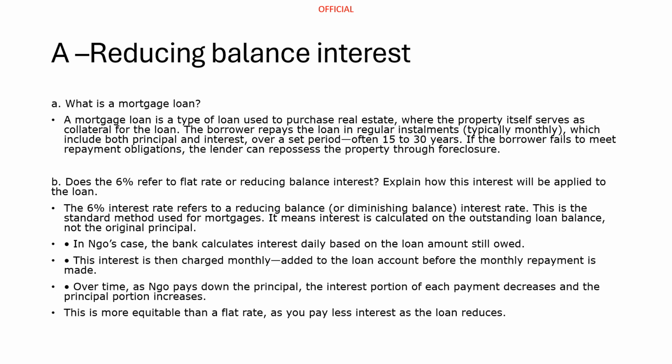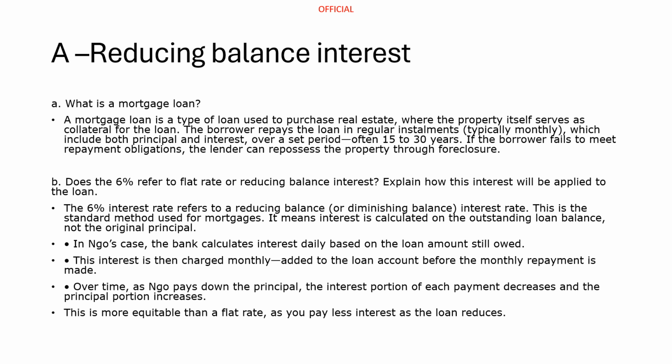So question A is, what is a mortgage loan? A mortgage loan is used to buy real estate with the property acting as collateral. The borrower repays the loan in monthly installments covering both principal and interest over a long term, usually 15 to 30 years. If repayments aren't made, the lender can reclaim the property through foreclosure.